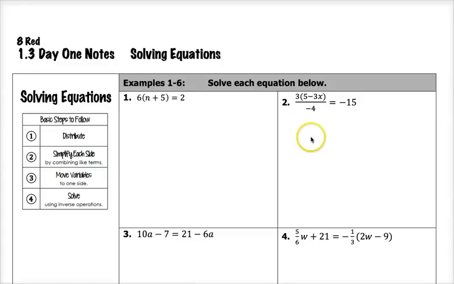Hey there, 8th grade. In this next video, we're going to review the process for solving multi-step equations. This is something we covered at the beginning of Algebra 1.